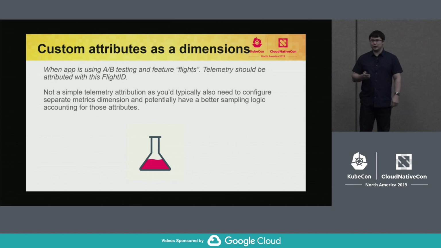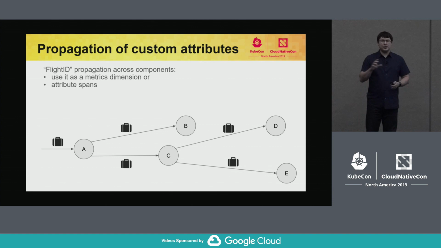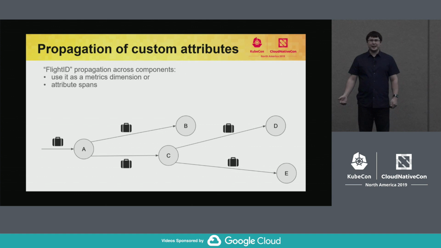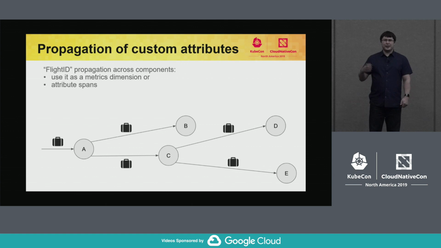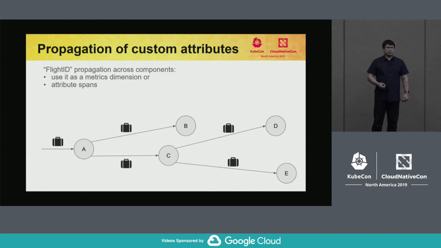For flight ID, it's not only needed to be associated with all telemetry inside a single component. You may also want to associate flight ID with every component in a distributed application. So you want to know how many database calls failed for a specific flight, or if some user experienced a problem, which flight ID this user was using. So you want to propagate flight ID through the components, and you want to do it as automatically as possible, and you want to associate all telemetry with this.